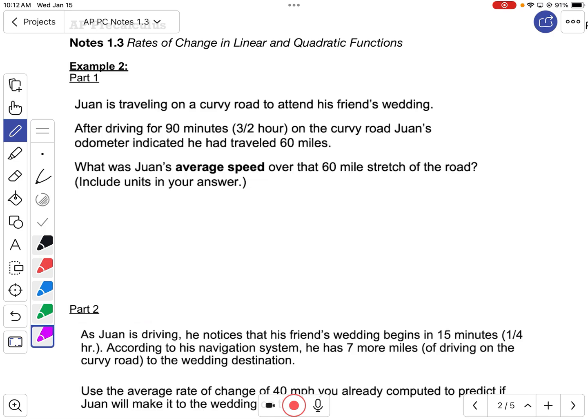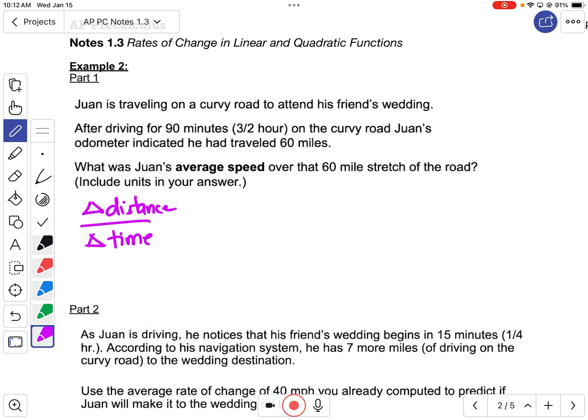We can't multiply. That's a good thought, though. Remember, when we do rate of change, we're going to divide. We always divide. Total accumulated change over accumulated change, right? Change over change. If we want to know his average speed, we're talking about the change in his distance divided by the change in his time.